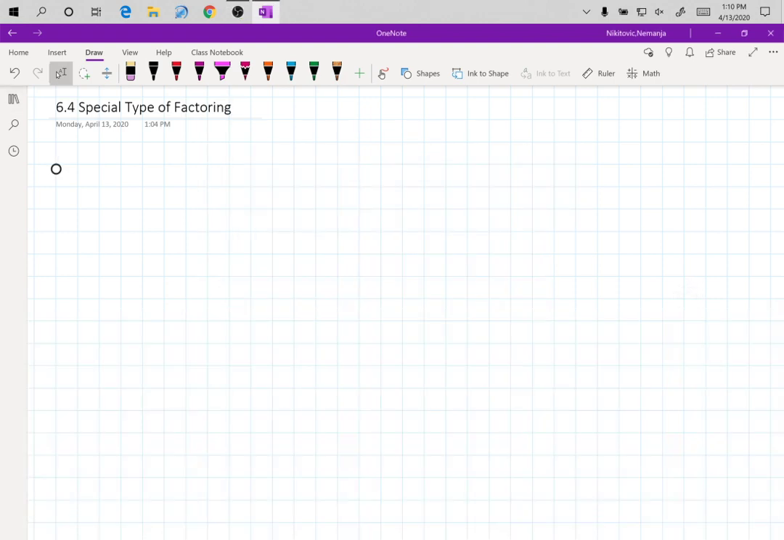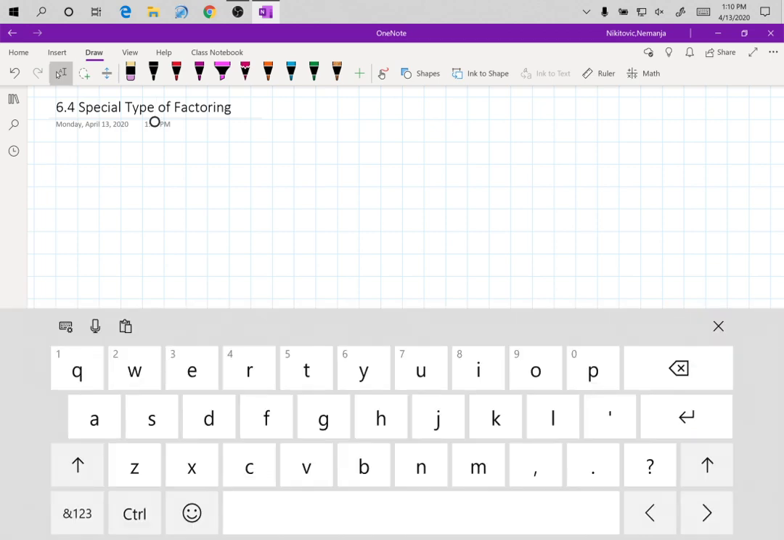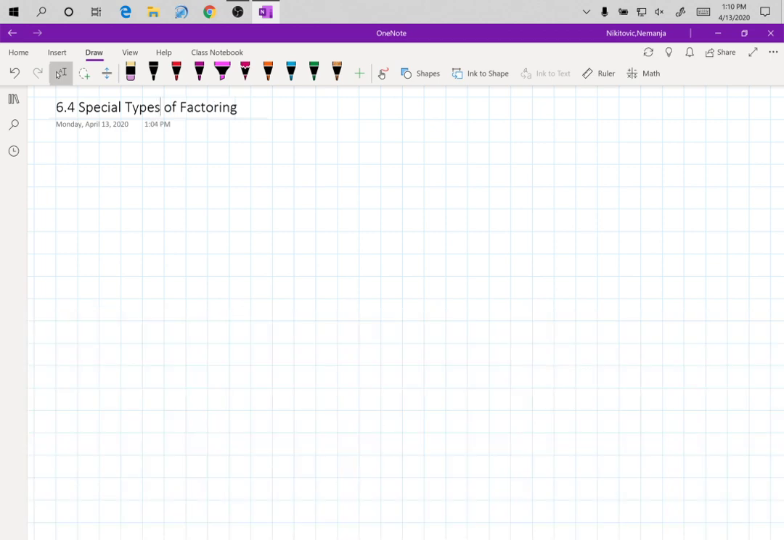Hello, hello, hello. Let's talk about special types of factoring. We have a few of these. I started with the wrong title. There we go. Perfect. We have been talking about factoring in chapter 6. After this section we have one more and we are ready for exam 3.